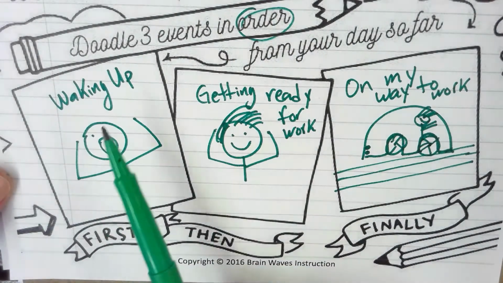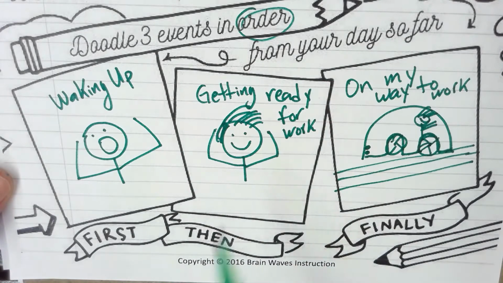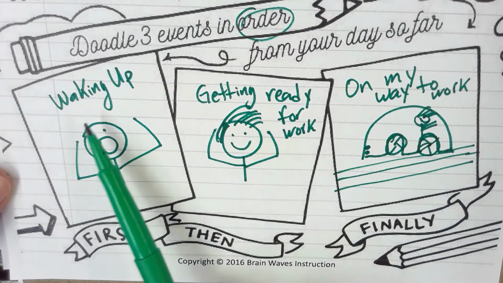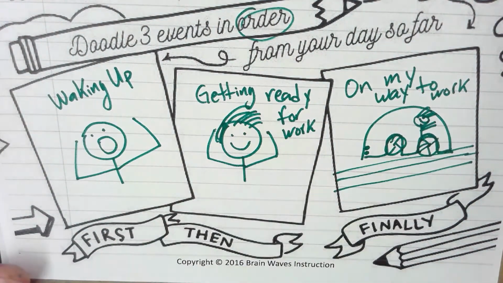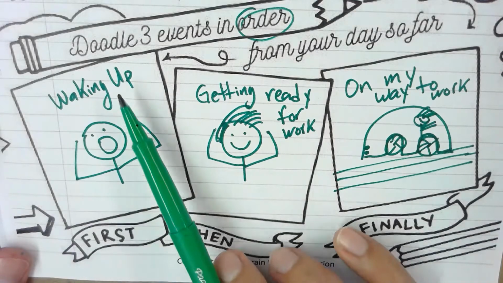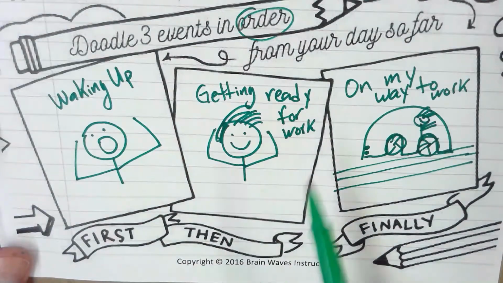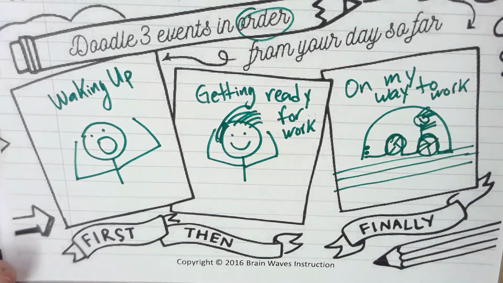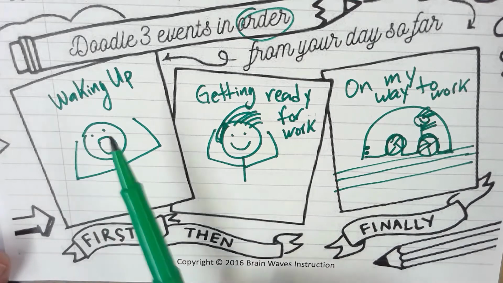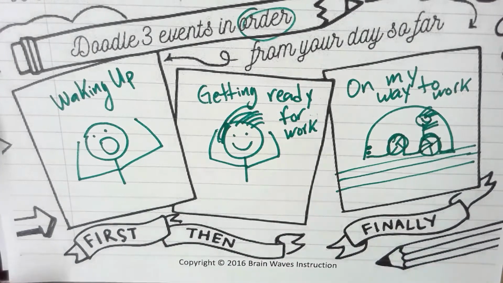Now, your 3 events in order from your day so far should be different than mine. And you should not use the same doodle figures. These are original. These are Mr. C original. You can't copyright them. You can't copy off mine. So first, I'm waking up. Then I'm getting ready for work. Finally, I'm on my way to work to teach you guys. So please make sure that you doodle 3 events in order from your day so far. And make sure that they are your own. Do not copy mine.